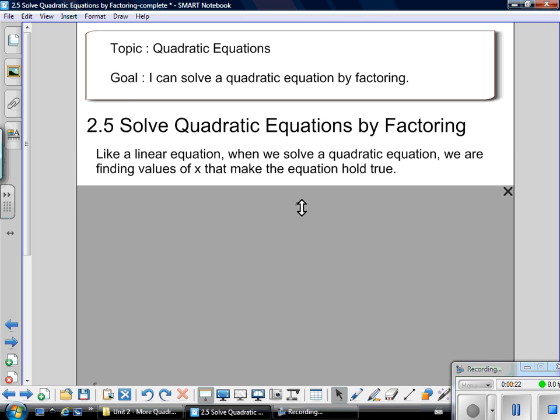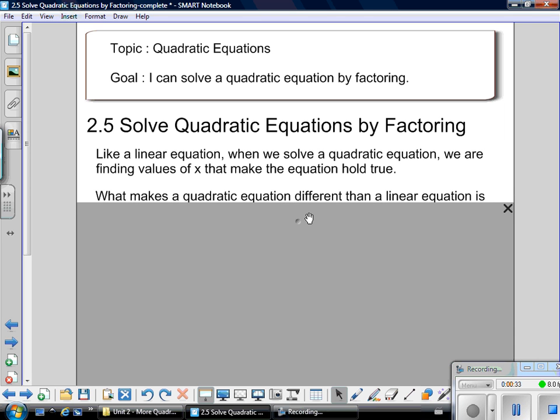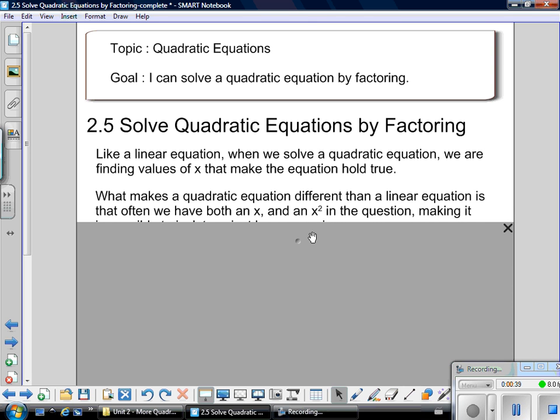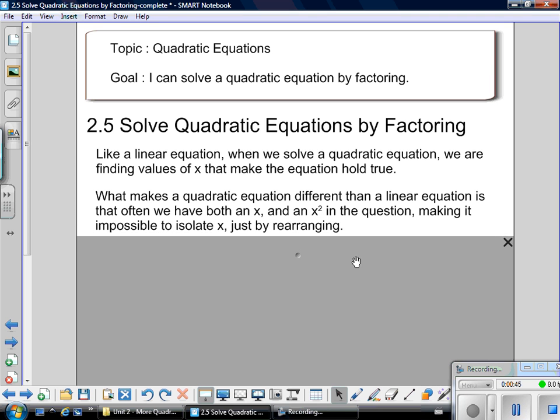First of all, like in a linear equation, when we solve a quadratic equation, we're finding values of x that make the equation hold true. What makes a quadratic equation different from a linear equation is that often we have both an x and an x squared in the equation. This makes it impossible to just isolate the x by rearranging. So we have a little bit of an issue here.